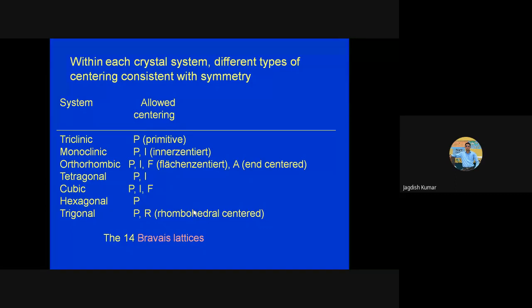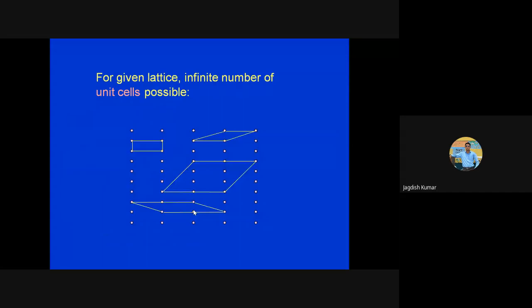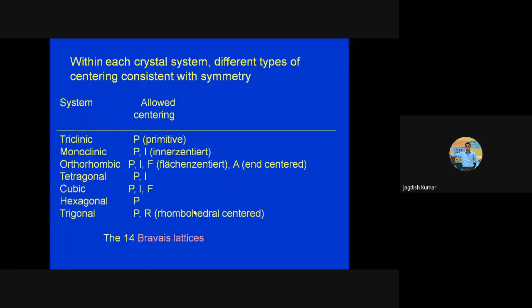We will be coming to that in our coming classes. In orthorhombic, you have 3 options: P for primitive, I for body centered, F for face centered. Body centered means you have lattice points sitting on all the corners of the unit cell as well as in the center of the unit cell. Similarly, face centered means you have lattice points on the corners of the unit cell and the centers of the faces of the unit cell as well. You may have, in orthorhombic, A centered, meaning only along one particular pair of faces you have lattice points sitting at the centers of those faces, not on others.